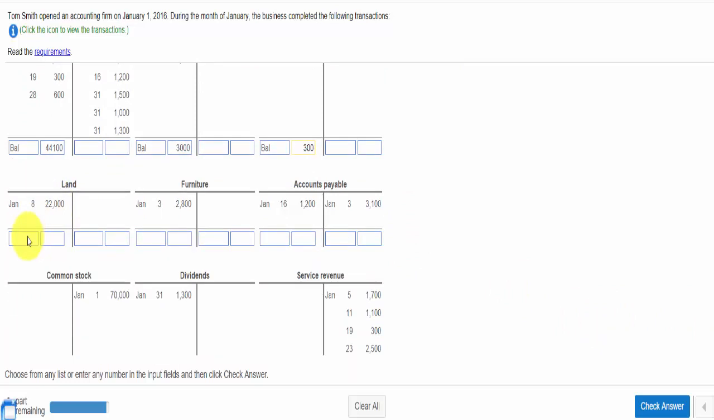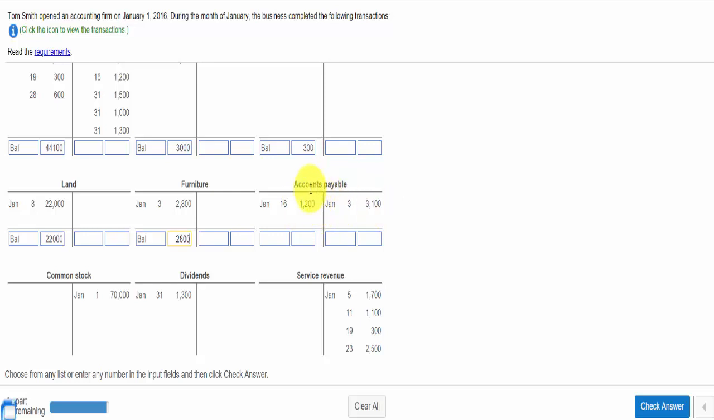Here is land. Land is only one transaction, so we will put 22,000 as a balance in the debit area. No other amounts are used in the land T account. The same is here for furniture. Put the balance as 2,800. And for accounts receivable, here the true balance is used.